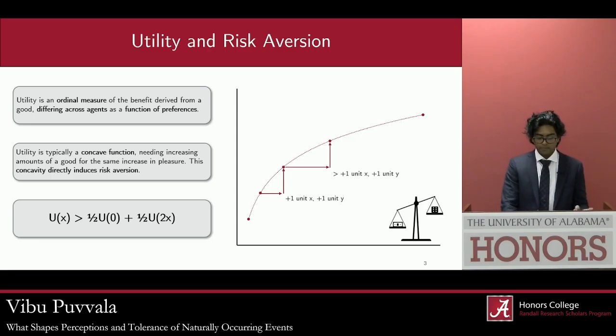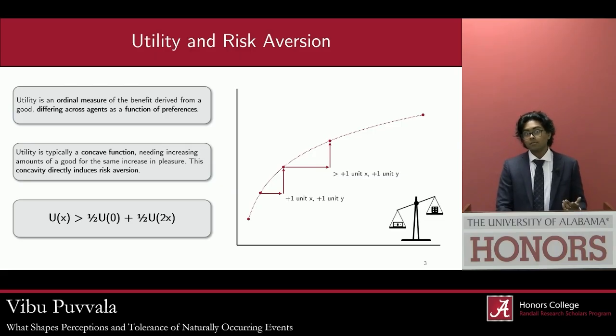And utility is typically a concave function, which means that you need increasing amounts of good to receive the same increase in pleasure from an extra good. And this concavity directly induces risk aversion. It's good to illustrate this with the example of a coin flip. Most people would prefer a guaranteed $100 over $200 on the flip of heads of a fair coin, as the extra $100 is more than outweighed by the risk in the decision.